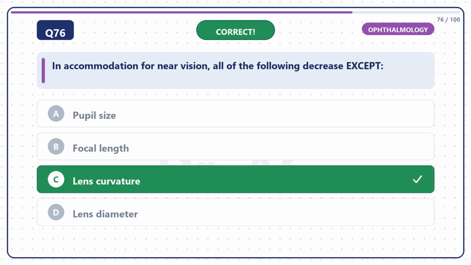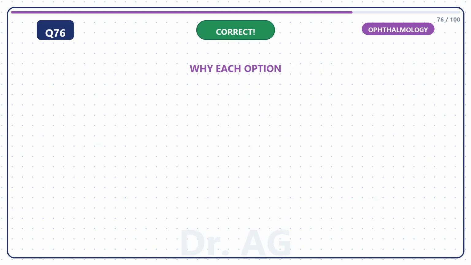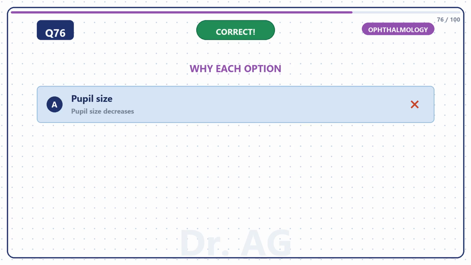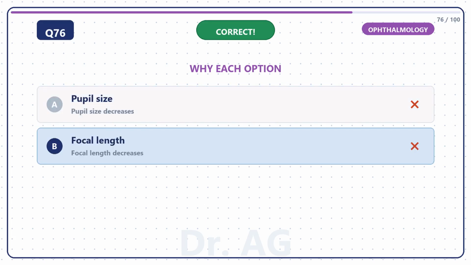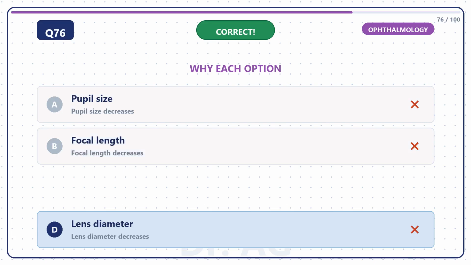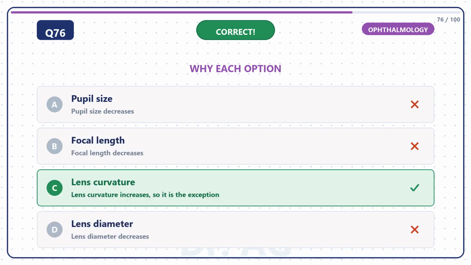The correct answer is option C, lens curvature. Let's go through the options. Pupil size. Pupil size decreases. Focal length. Focal length decreases. Lens diameter. Lens diameter decreases. And the correct answer is lens curvature. Lens curvature increases, so it is the exception.